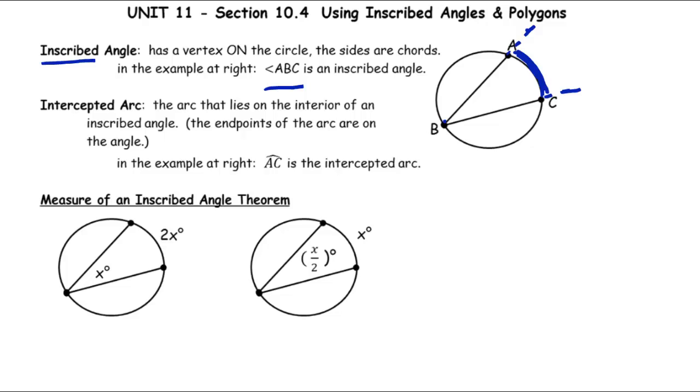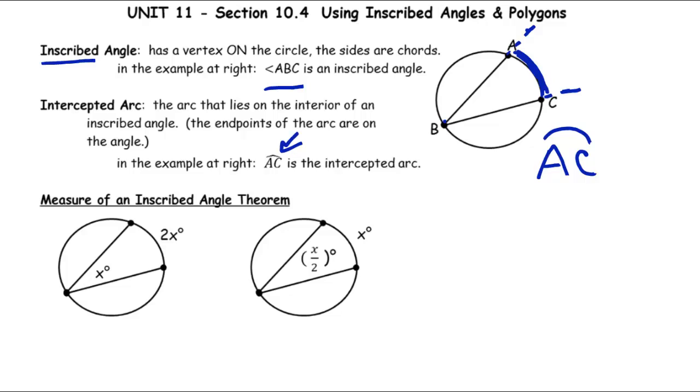The endpoints are on the angle, and in this example, AC is the intercepted arc, and so we would write that AC with the circle above it, arc. And that's what this is supposed to be. It doesn't look quite circular, but that's the best we could get.